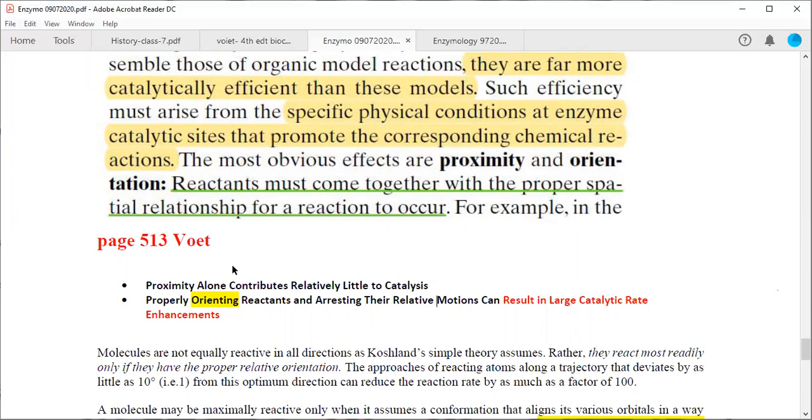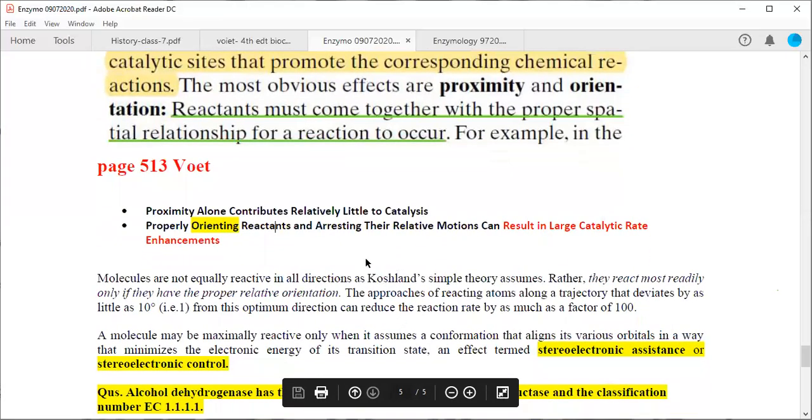Actually, the orientation effect of the catalyst is the major one, which is going to catalyze the reaction. Properly orienting the reactants and arresting their relative motion until the products are formed can result in large catalytic rate enhancement. So if someone asks you, out of proximity and orientation, which is the major effector of the rate of reaction, it is always the orientation effect of that particular catalyst. It will orient the substrate in such a way that the reaction will occur at the maximal rate.